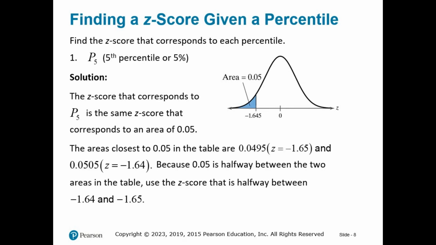The areas closest to 0.05 in the table are 0.0495 with a z-score of negative 1.65 and 0.0505 with a z-score of negative 1.64. Because 0.05 is halfway between the two areas in the table, use the z-score that is halfway between negative 1.64 and negative 1.65, which would be negative 1.645.